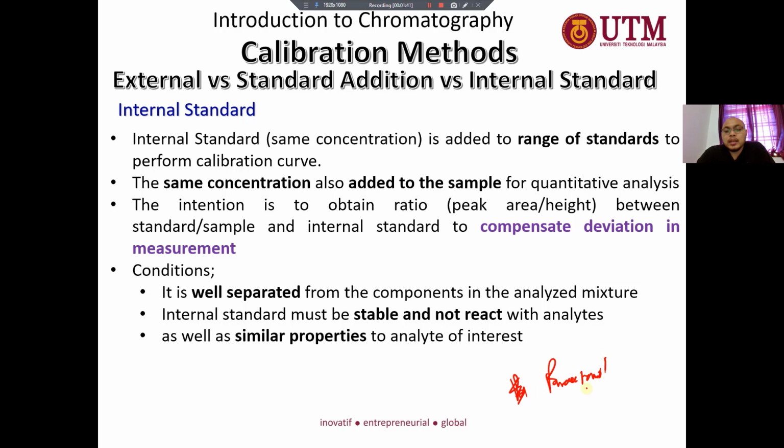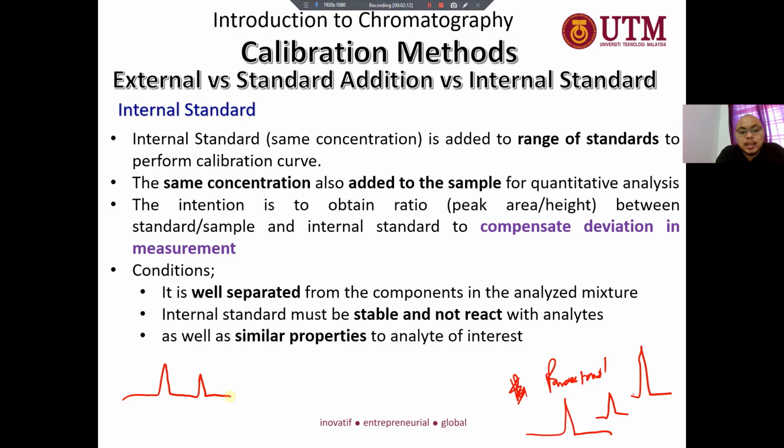So you get the peak. But when you run multiple times, suddenly it may reduce or become higher. So there is some fluctuation in the instrumentation. When this happens, you need to use the internal standard. Let's say here is the internal standard, the IS, and here is the paracetamol. IS stands for internal standard.